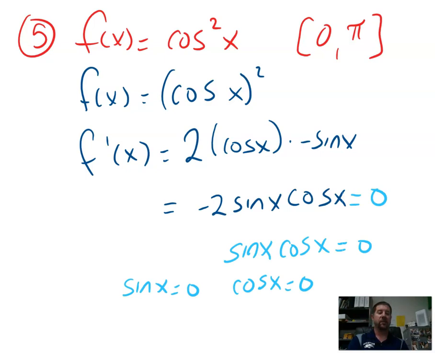Okay, I've set it equal to 0, and I divide both sides by -2, so this is going to equal 0 when sine x equals 0 or cosine x equals 0. Sine x is going to equal 0 at 0 and pi on this interval 0 to pi, and cosine of x is going to equal 0 at x equals pi over 2. So these are our critical values. In this case, our critical values also happen to be endpoints, but if not, I want to make sure that I include endpoints when testing for absolute mins and maxes.